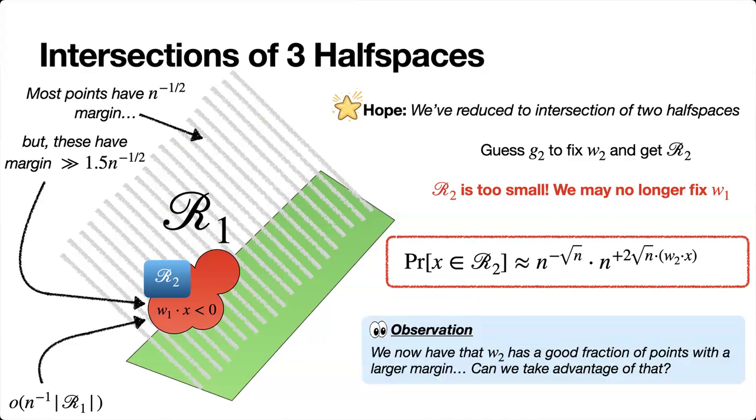But I want to say that in this case, we actually have that W2 has a good fraction of points with a larger margin. In particular, before, these radial isotropy theorems only told us that we had a non-trivial fraction of points with margin 1 over root n. But now I'm telling you that there exists a non-trivial fraction of points that have margin 1.5 over root n, right? So I'm doing a little bit better. And I'd like to take advantage of that. And this is how we're going to learn 3 half spaces.